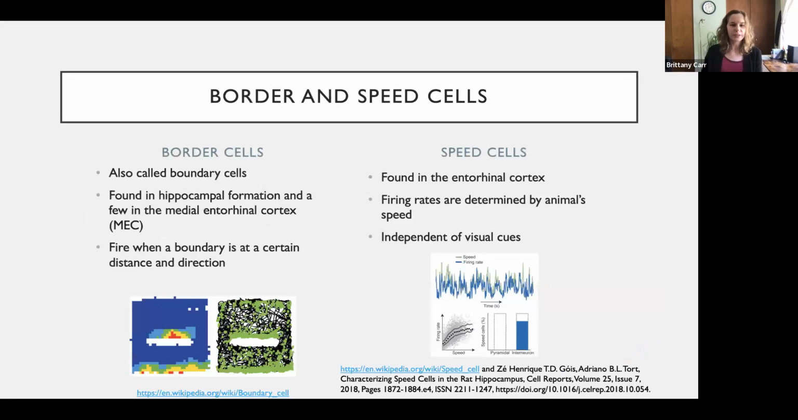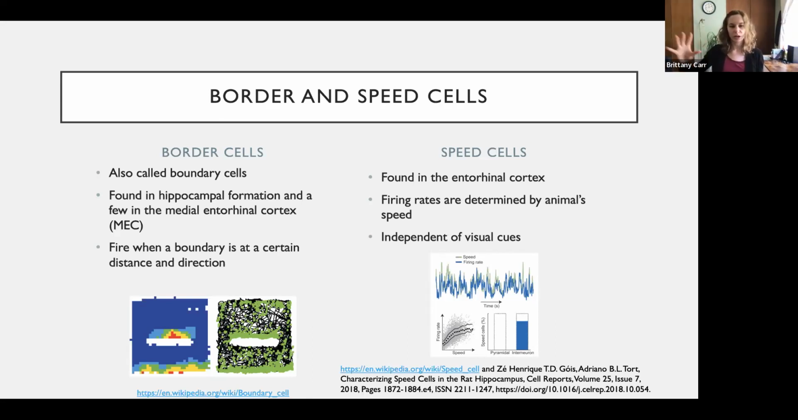Okay, so the first cells we'll talk about are border and speed cells. And for border cells, right, you can look at a wall and your brain automatically is like, oh yes, that is a wall. I do not want to walk into it. That would be bad. And they give you kind of a reference point for where you are in your space.